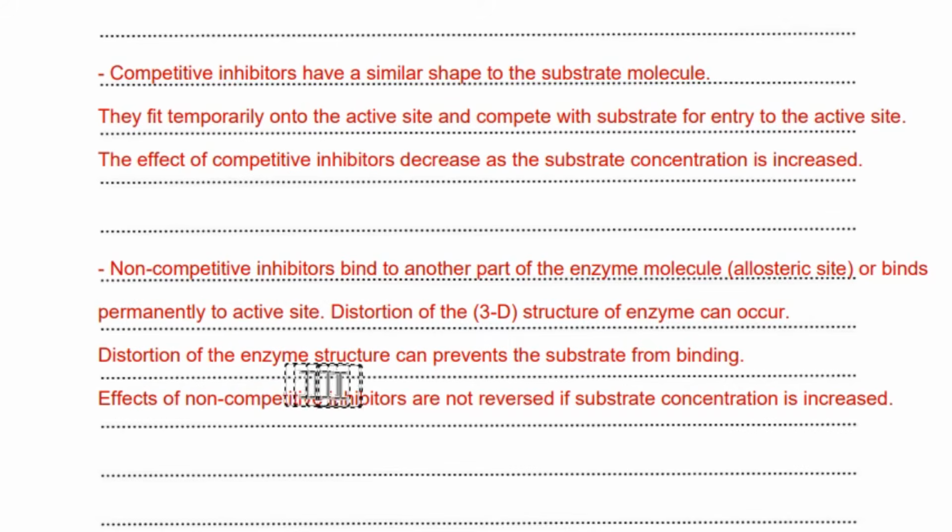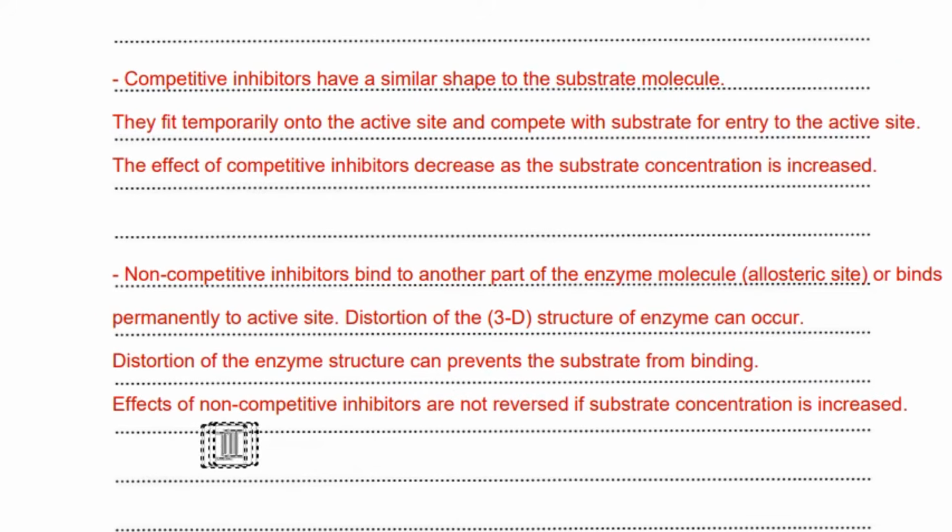What this does is that it distorts the three-dimensional structure of the enzyme. Distortion of the enzyme structure can prevent the substrate from binding, and the effects of non-competitive inhibitors are not reversed if substrate concentration is increased. The reason being is that these can potentially permanently alter the enzyme, and they attach to different parts of the enzyme, right? So they don't really compete for the same space.